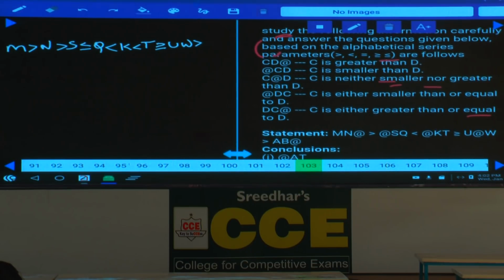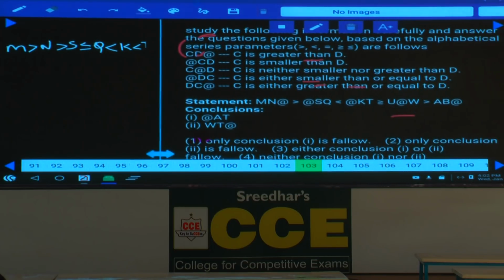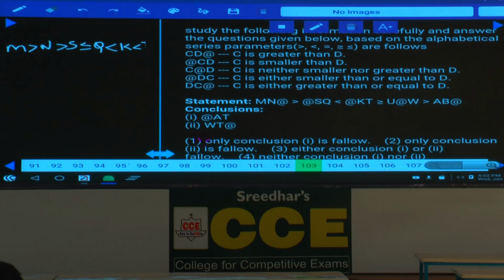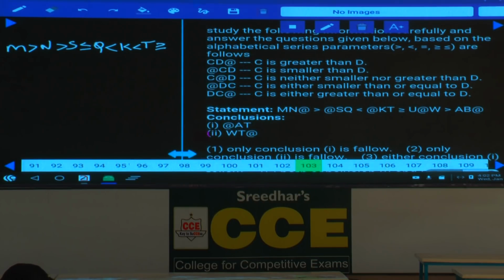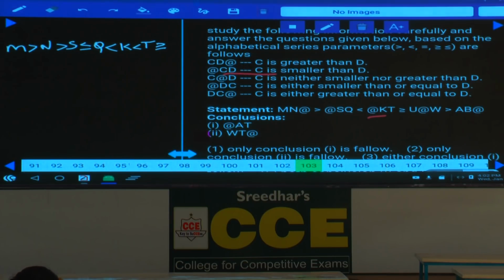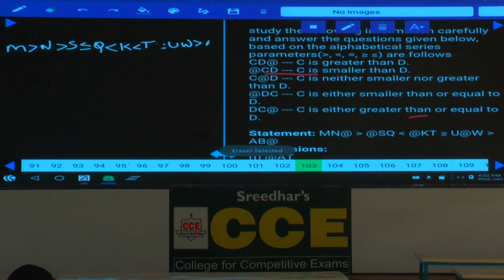AB at the rate of means now A is greater than D, T. Where is T here? At the rate of K and T. Now at the rate of K and T, now K is what? K is at the rate of KT. At the rate of KT, it comes under this category, isn't it? Because K is a lesser element. After this at the rate of KT, it must be equal to, fine.